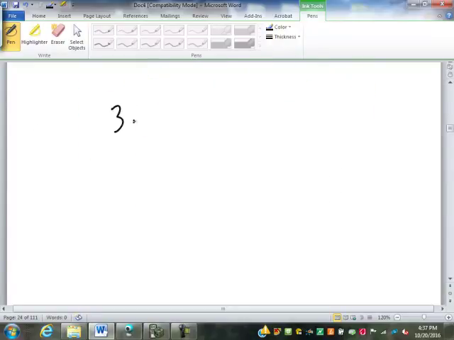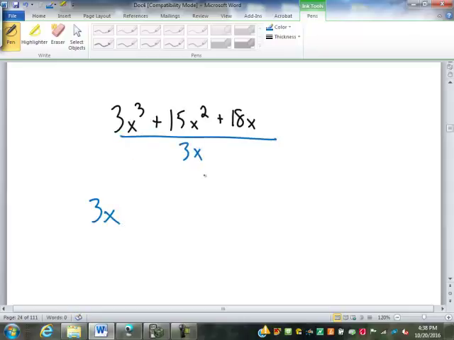So let's do 3x to the third plus 15x squared plus 18x. Looking at this one, what do we do first? There it is, common factor, which is 3x. So we're going to divide this by 3x.